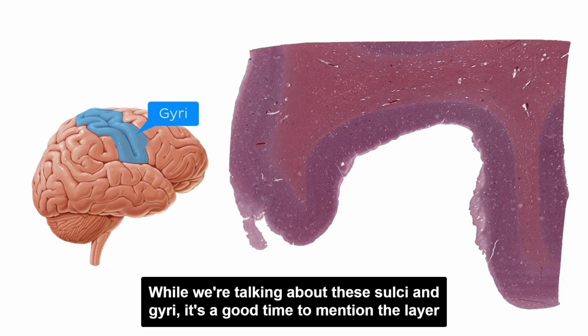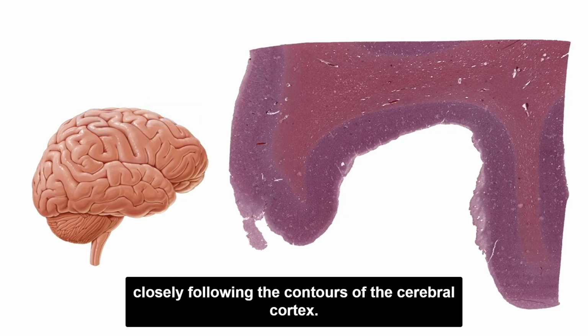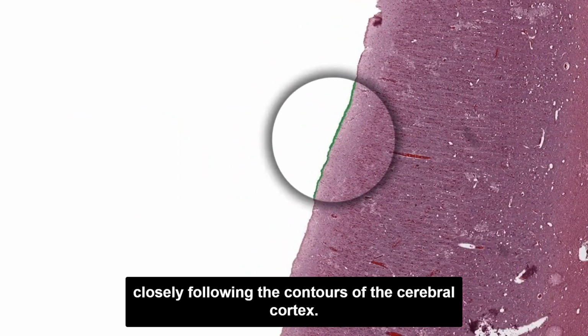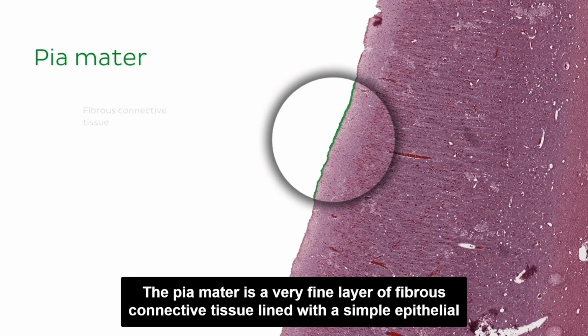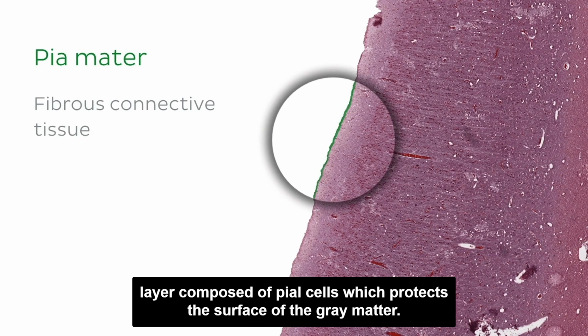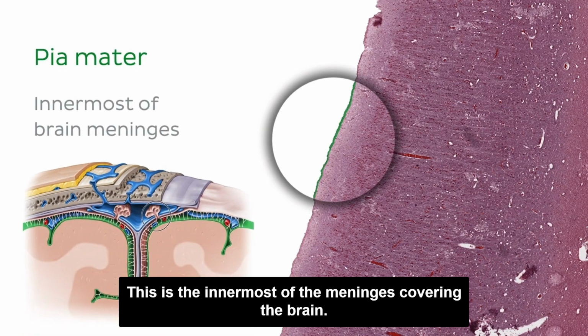While we're talking about these sulci and gyri, it's a good time to mention the layer closely following the contours of the cerebral cortex. I'm of course talking about the pia mater. The pia mater is a very fine layer of fibrous connective tissue lined with a simple epithelial layer composed of pial cells, which protects the surface of the grey matter. This is the innermost of the meninges covering the brain.